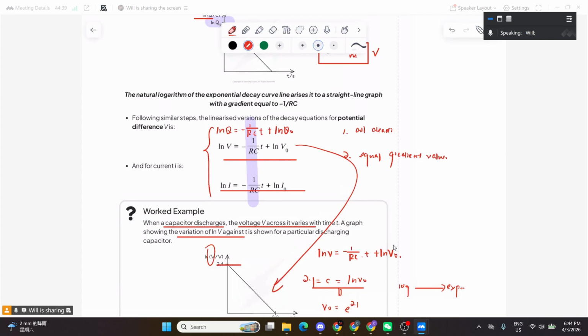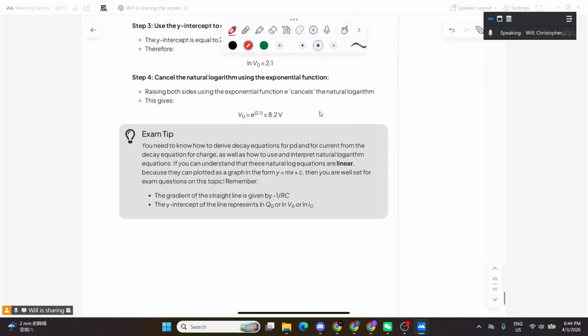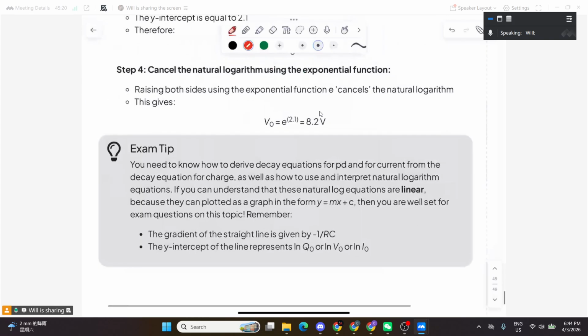Okay, but which variable is not equal? Which variable is not equal from a graph? The intercept. Yeah, different intercept with the y-axis. Okay, understand that, right? And finally, here is the graph that tells us.